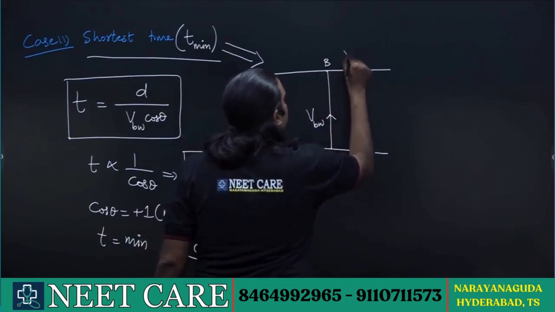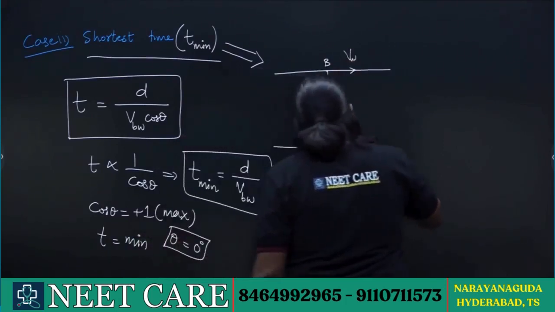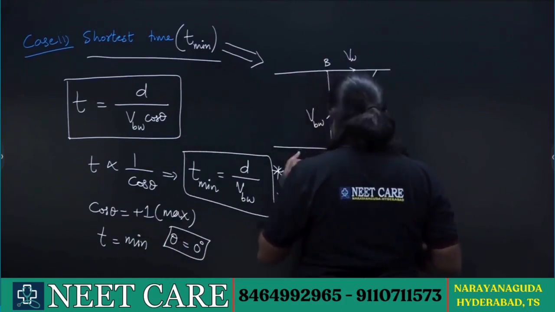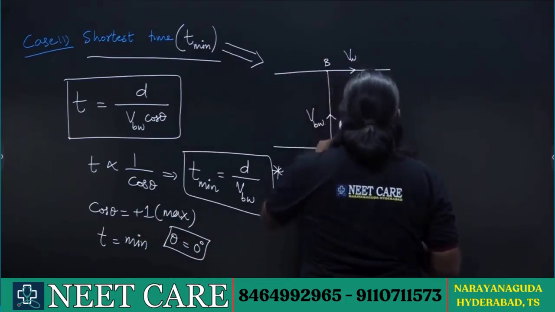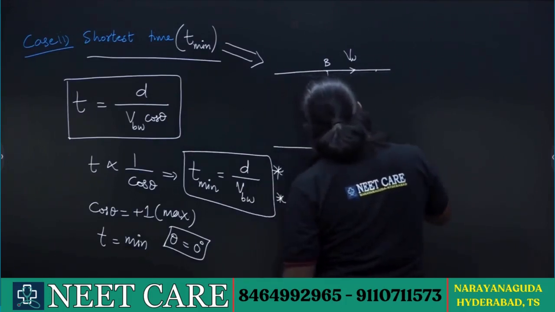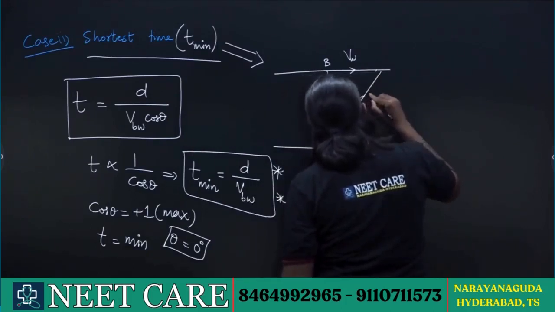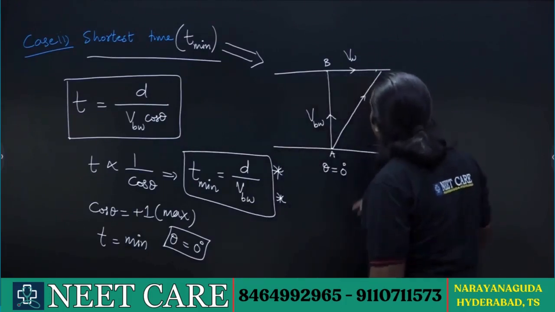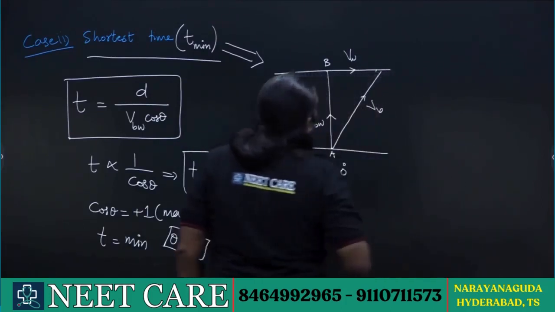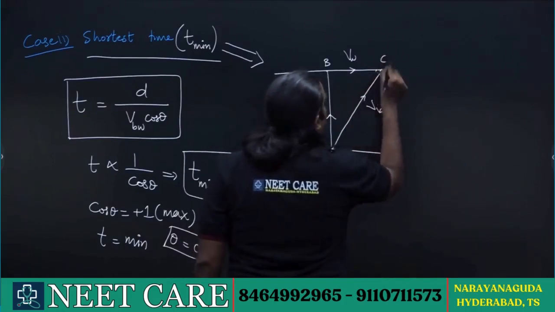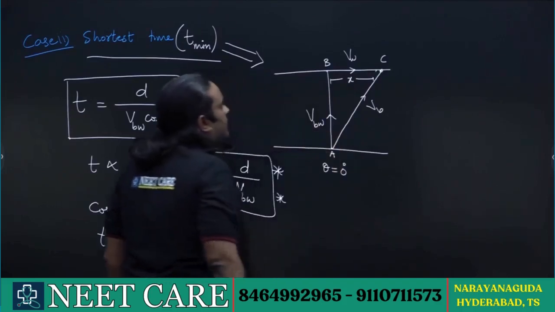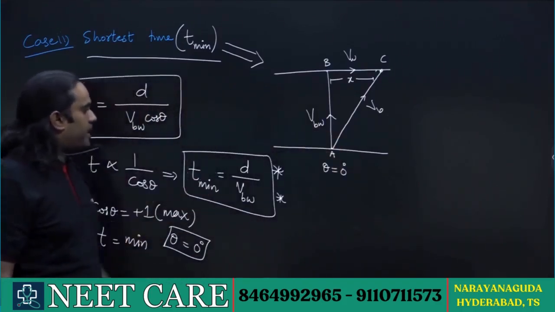And this is VW, due to which the boat reaches the other bank in this kind of direction. Let us consider this would be the direction of the boat, meaning this would be the net velocity of the boat. This is point C, and this is X. X is the drift during minimum time.